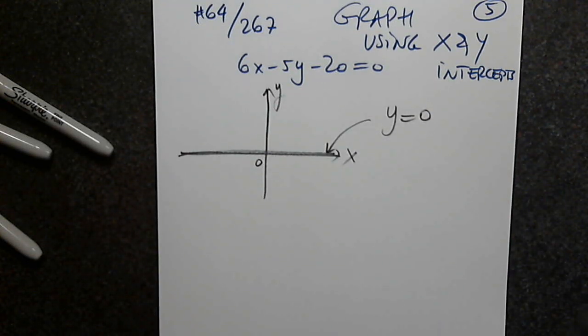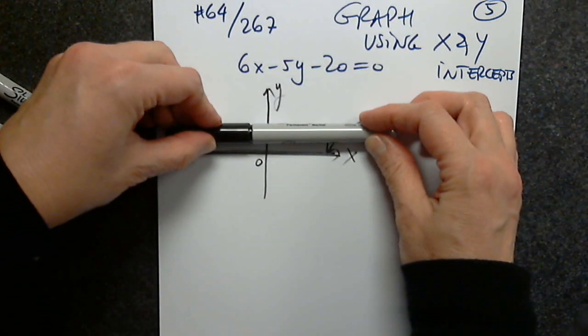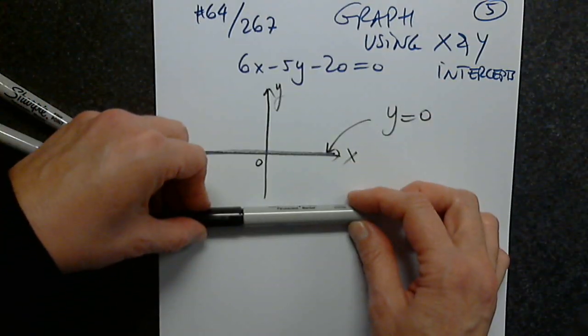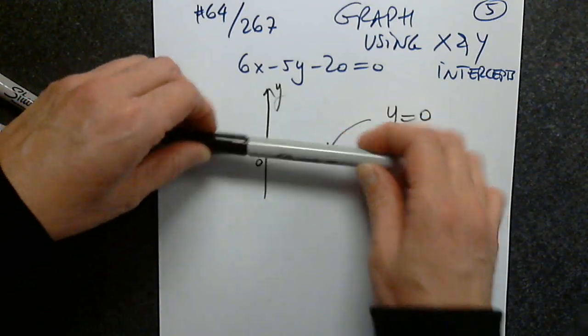Yes? This is altitude 0. This is altitude 1. This is altitude 2. This is altitude -1. This is altitude -3. So this is altitude 0.